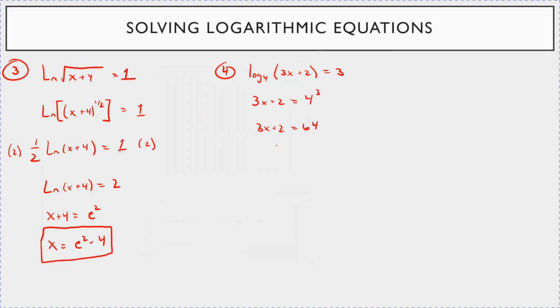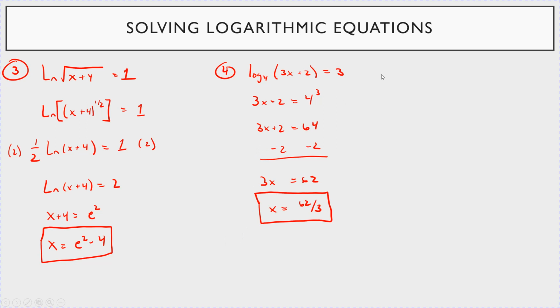And then look, just a simple problem to solve. Subtract 2 from each side. You get 3x is equal to 62, or x is equal to 62 divided by 3. Which, again, if you plug this back in, very much checks out.